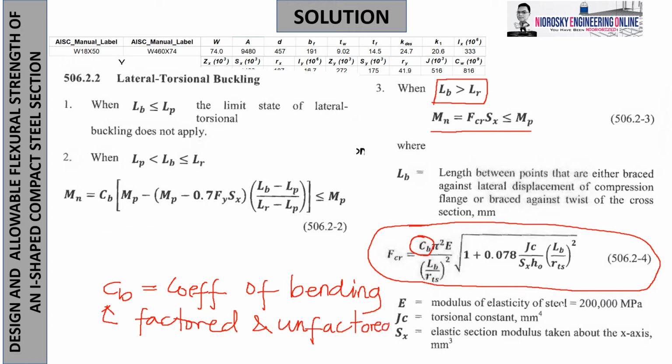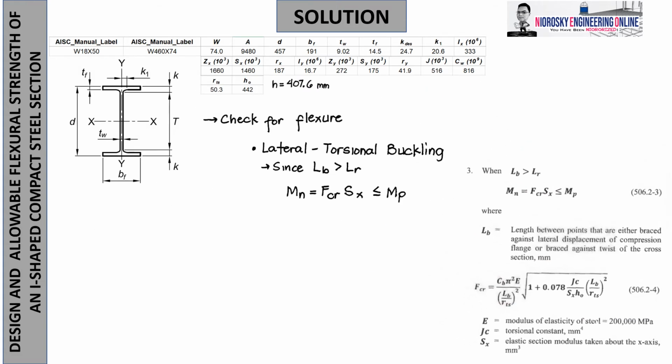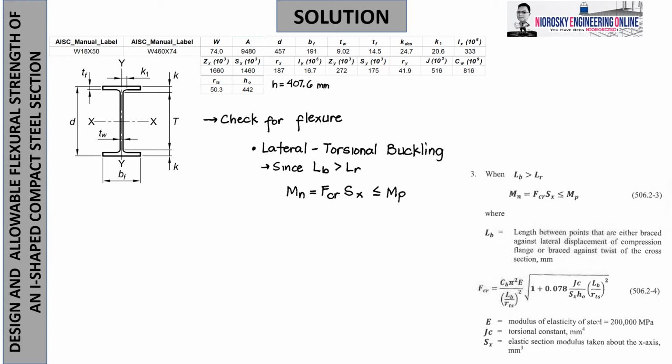So, for this discussion, I'll try to factor all the loads first and then compute C sub B. There will be no different answer kapag ginawa natin is unfactored state. So, allowable state, i-add mo lang lahat ng load and then compute for this. They will have the same answer since magka-cancel out din naman yung loads natin based on the moments as a ratio. So, using DTR for LB that is more than L sub R, so Mn is equal to F sub CR Sx less than or equal to MP. So, we need to compute FCR. But before that, we need to compute the coefficient of bending.